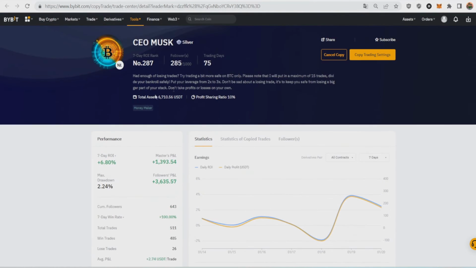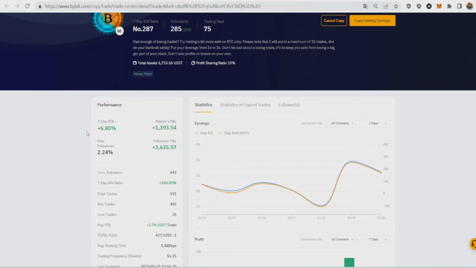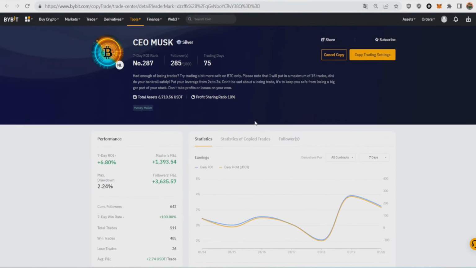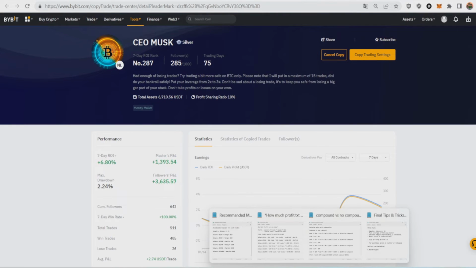So when we're at the CEO Musk's page, for example, I'm not gonna say follow him, because you might be watching this in 2 months and my opinion might have changed, guys. But you gotta take the 7 days return of investment. Then you scroll down and you're gonna see how many transactions or trades he did in the last 7 days. So that's 123. And the last thing you need to know is the margin.